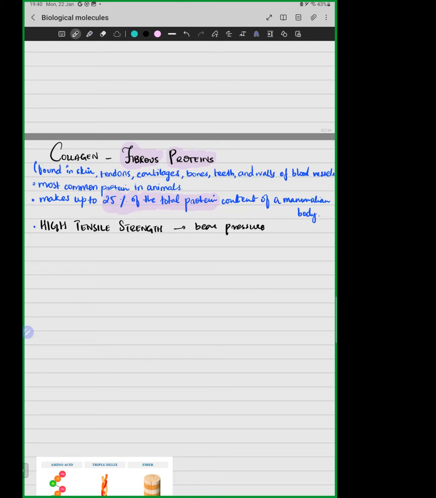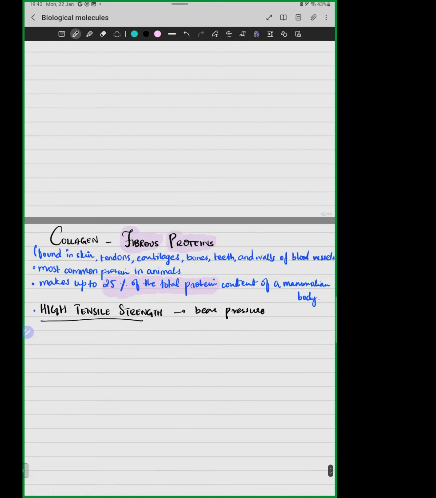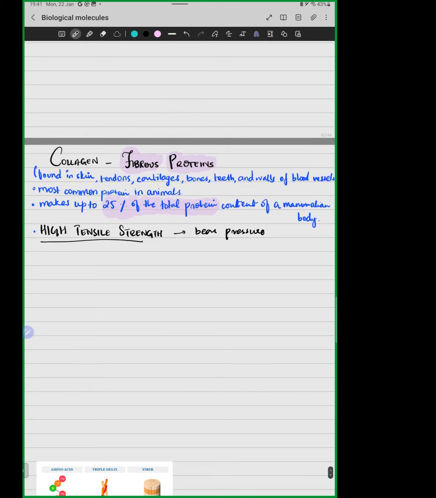हमारा जो fibrous proteins हैं और उनमें से सबसे important जो collagen है वो क्या होता है? They aren't very easily affected by pH changes, by temperature changes, and the biggest factor which makes collagen so important is its high tensile strength. Why? Because it makes it capable to bear what? It makes it capable to bear pressure.